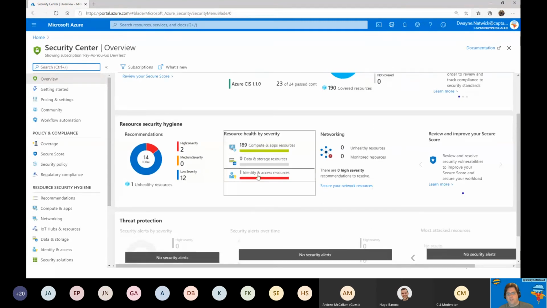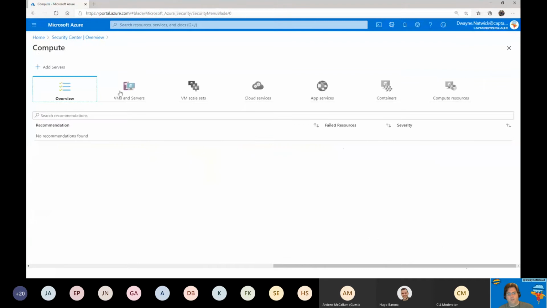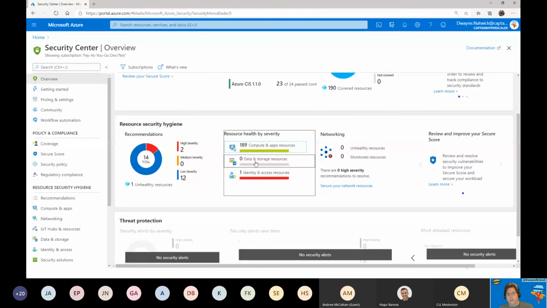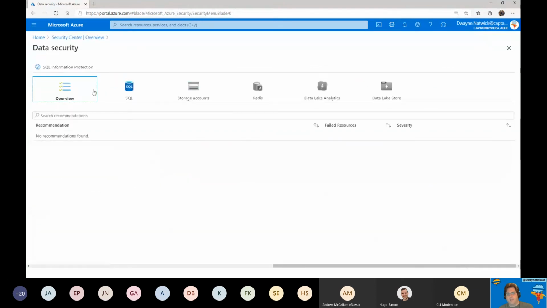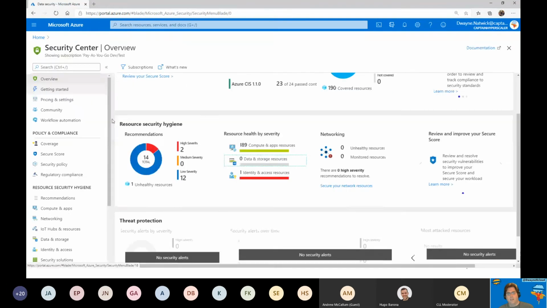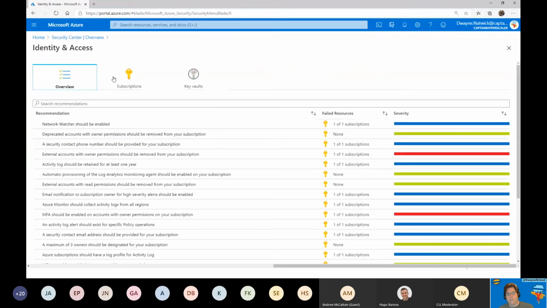And then down here, you can see the resource health. From a standpoint of how your resources are healthy, from virtual machines to container services, those are in here, and it's categorized based on these areas of data and storage, your compute environment, and then your identity and access. So you can see here, you have your subscriptions, you have your key vaults, and you can go through and take a look at how you're doing in each of these.